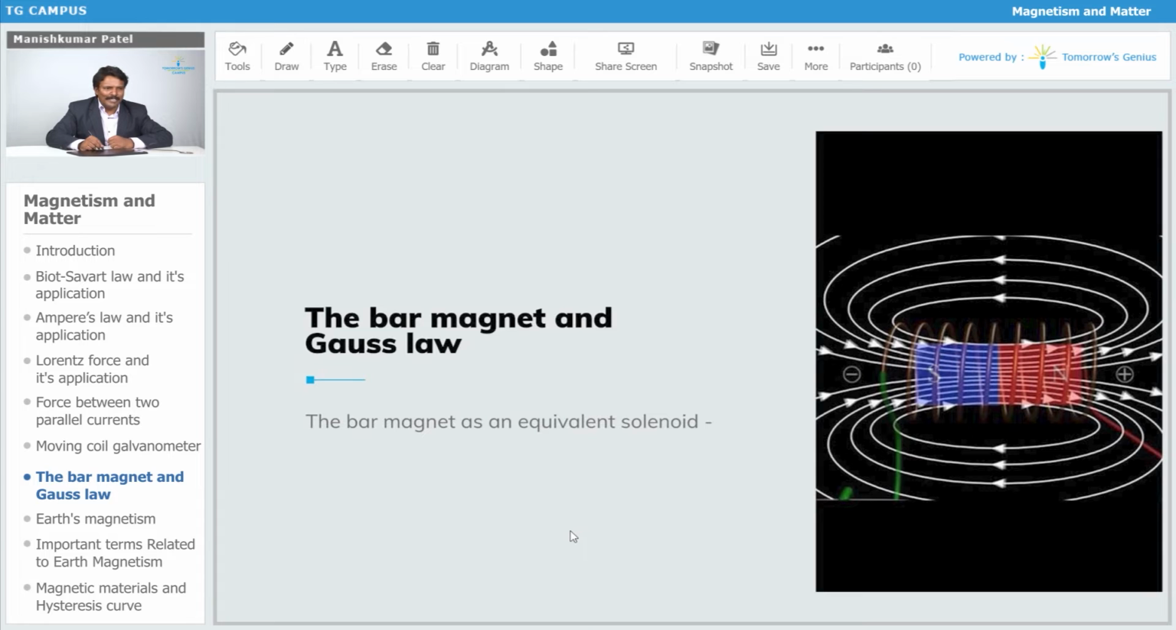A solenoid, obviously, will act as a magnet when current flows through the coil. So that is the property you're going to use: it will act as a magnet. Next, how should I define this Gauss law?